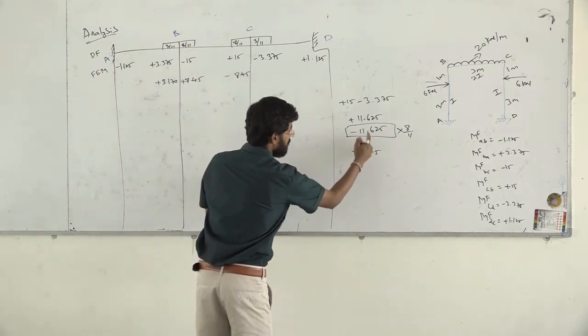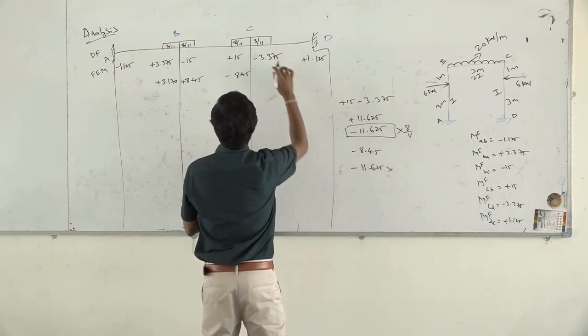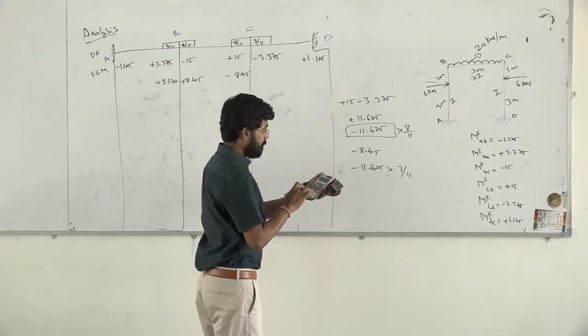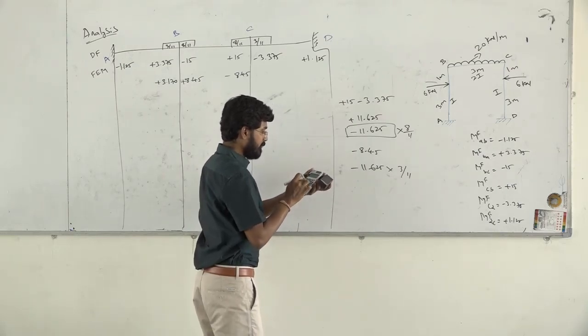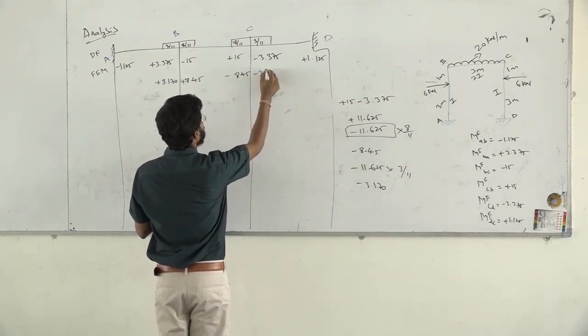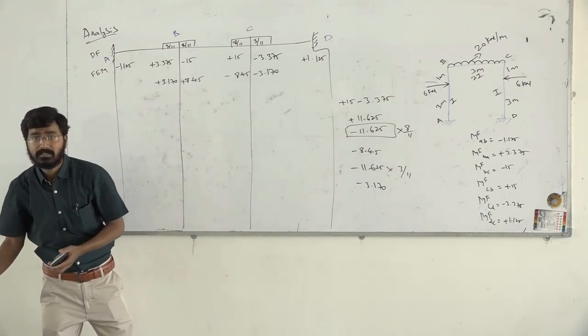Similarly, here you have to multiply minus 11.625 into 3 divided by 11. Now if you do that, then you will get minus 3.170. Now this is our first step.